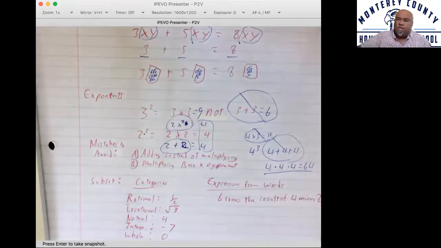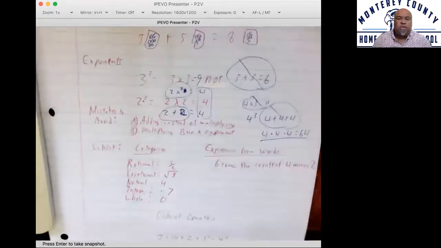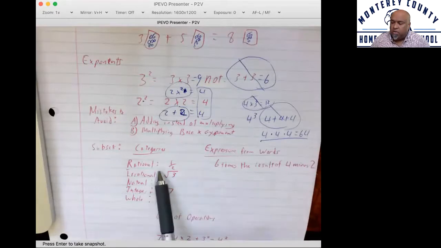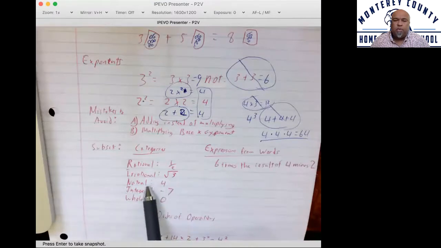Talking about subsets, subsets are categories, and I just want to go over them again. Rational numbers are like fractions and decimals. Irrational numbers are usually square roots of non-square numbers or numbers like pi. Natural numbers are just counting from 1 up, not using any fractions. Integers are either positive or negative. In this case, I wrote -7. And whole numbers are like starting from 0 and counting up.